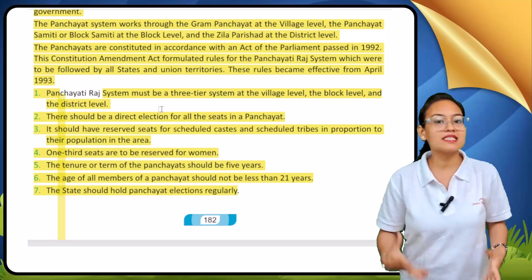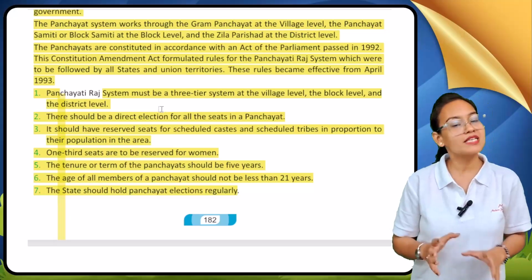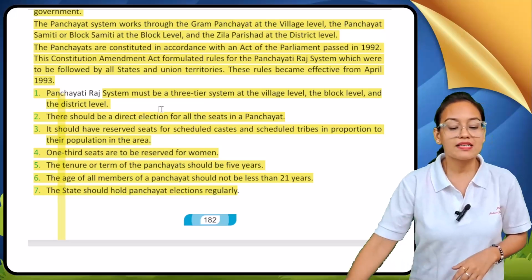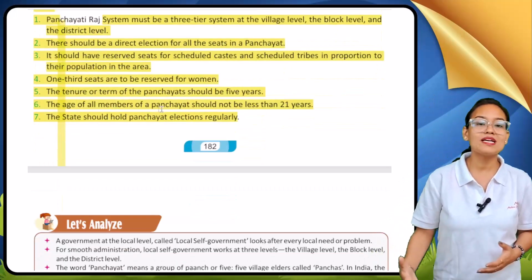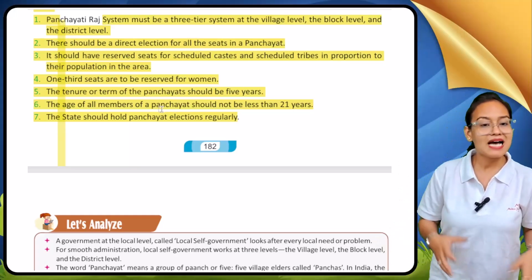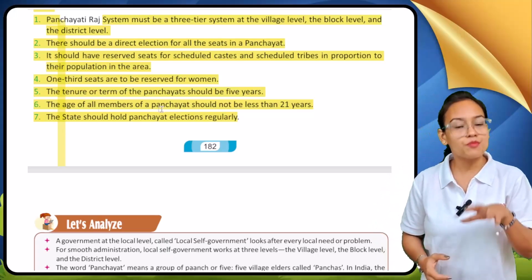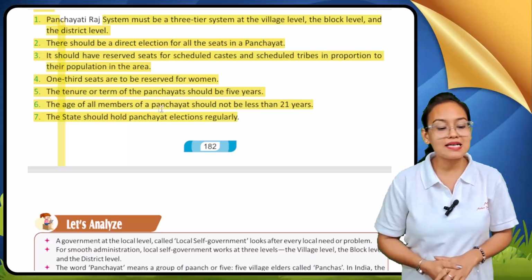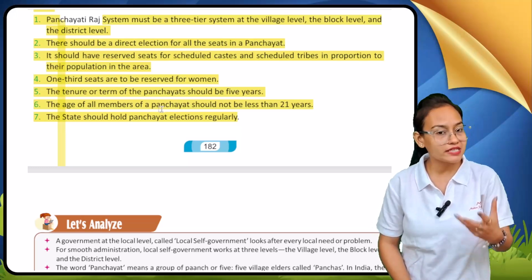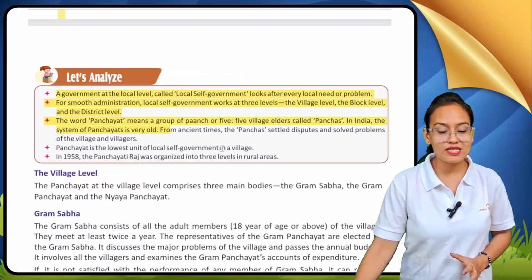These seats are also reserved for scheduled castes and scheduled tribes. One third of the seats in panchayat elections are reserved for women. The term of the panchayat raj is 5 years. The minimum age of elected panchayat members is 21. The state should hold panchayat elections regularly. Now, who conducts the elections at the panchayat level? The state government.